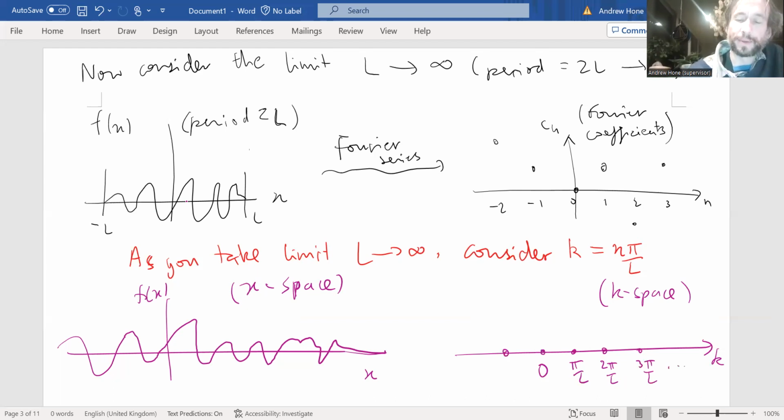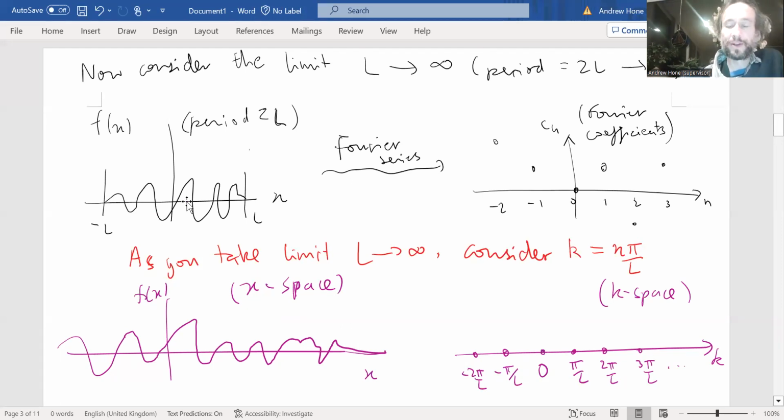And then when n equals minus 1, you've got minus pi over L. n equals minus 2, you've got minus 2 pi over L. So this is a one-dimensional lattice, just regularly spaced points on the k-axis. And for each of those points, we can fix a value for each n, we can fix Cn. But now what I want to do is look at the spacing. I'm going to call this delta k, and this is delta k, and so on.